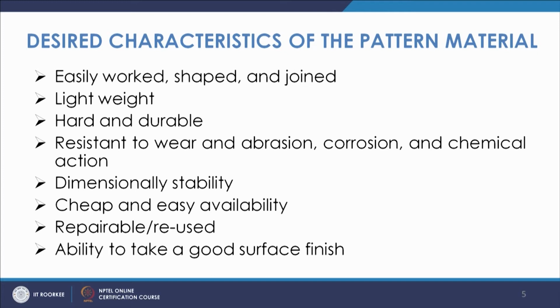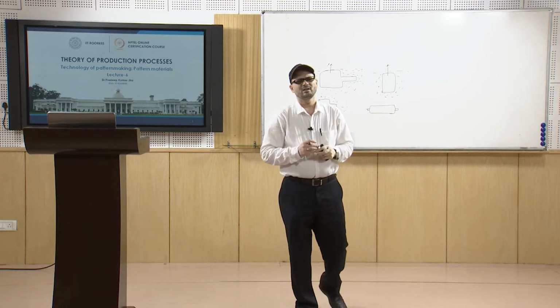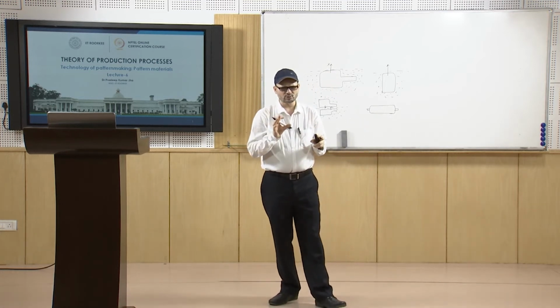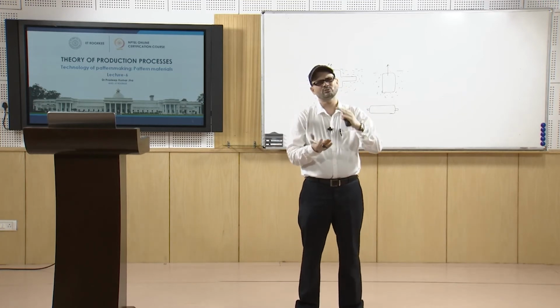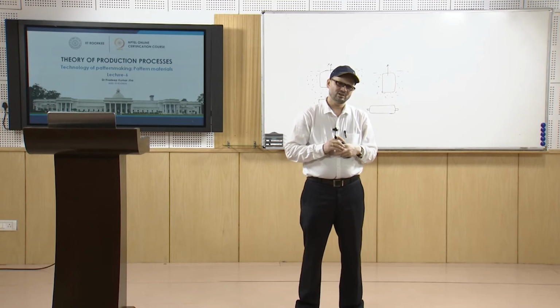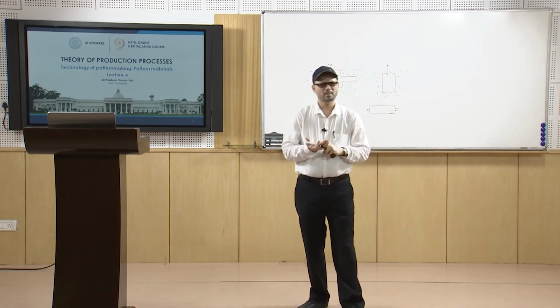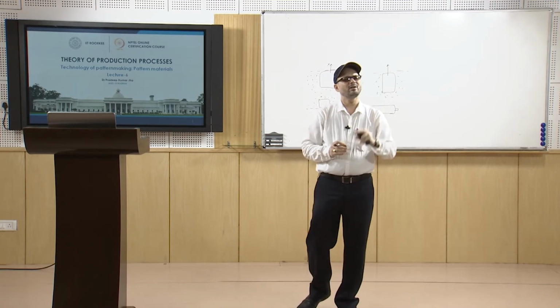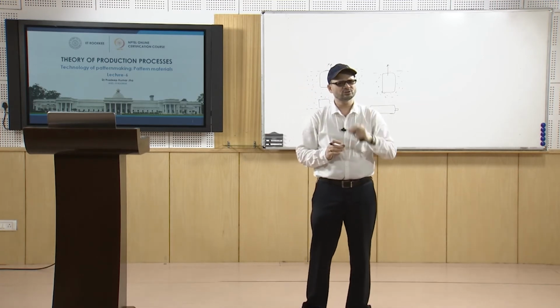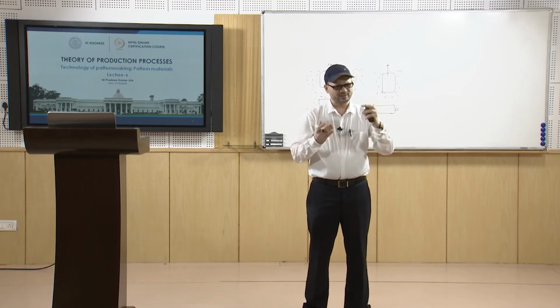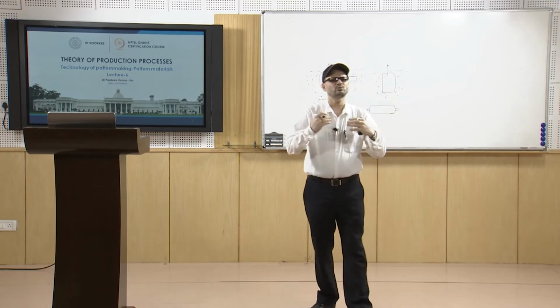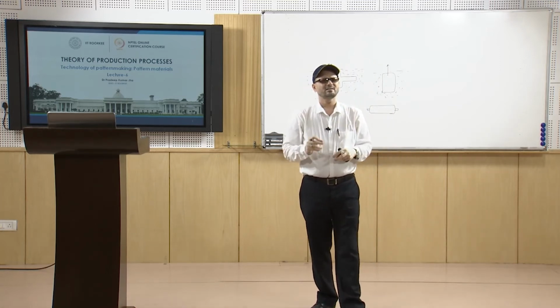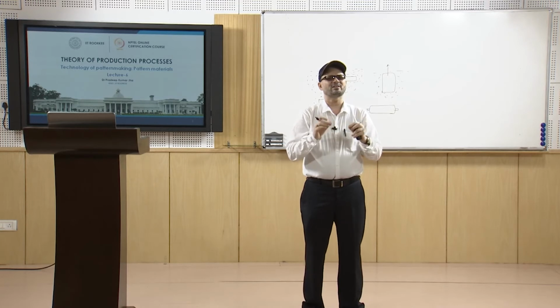It is also important, because ultimately the pattern material, when you are making the mold, then molten metal goes into it, and the surface finish you get of the mold, the same thing you will get on the surface of the cast. The surface finish you get on the surface of the mold will depend upon the type of pattern material you use. So if it has good surface finish, it will be able to give you the cast with good surface finish. So, these are the desired characteristics of the pattern material.